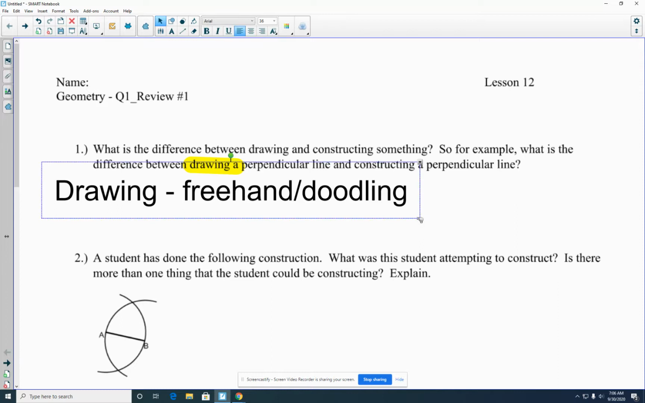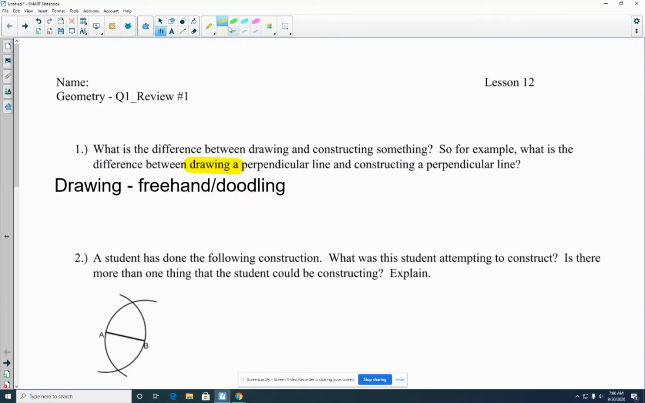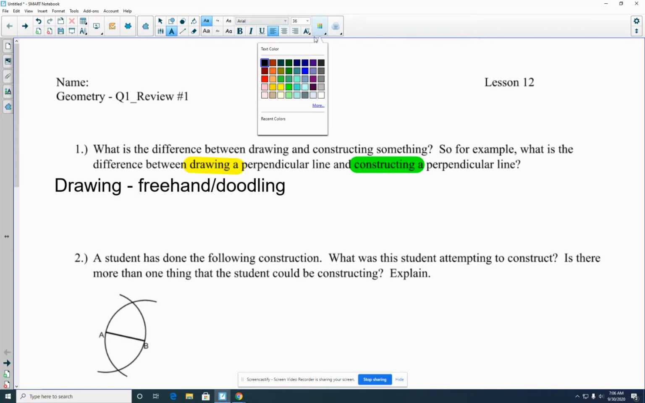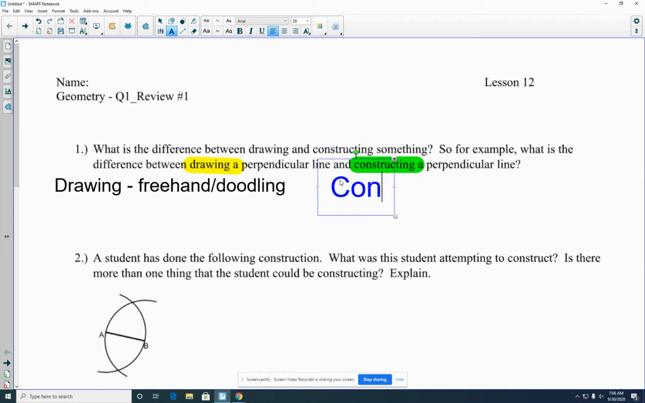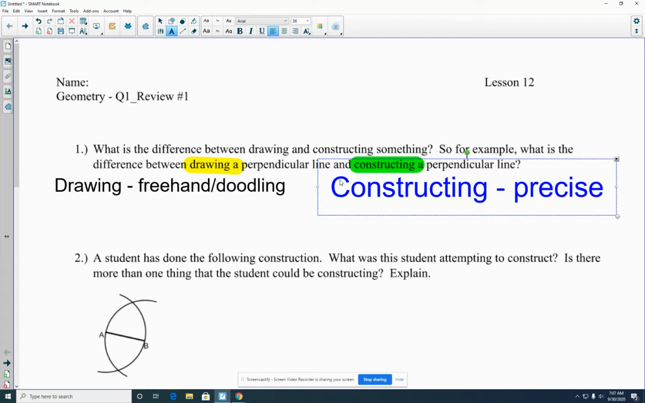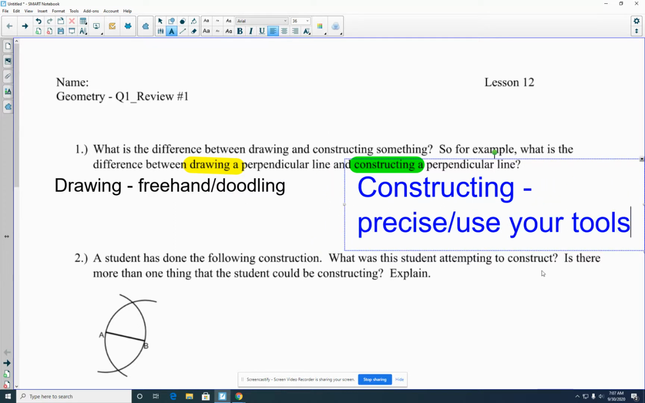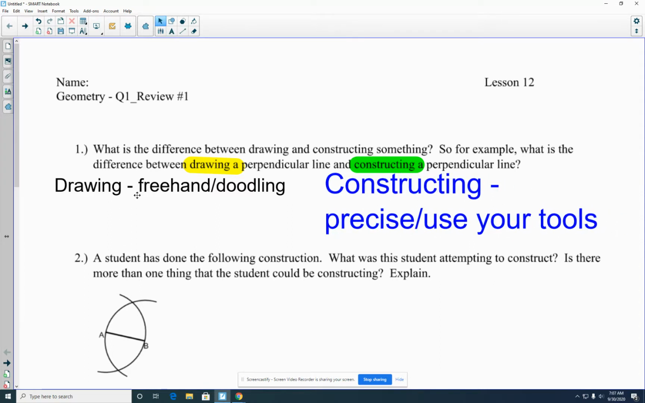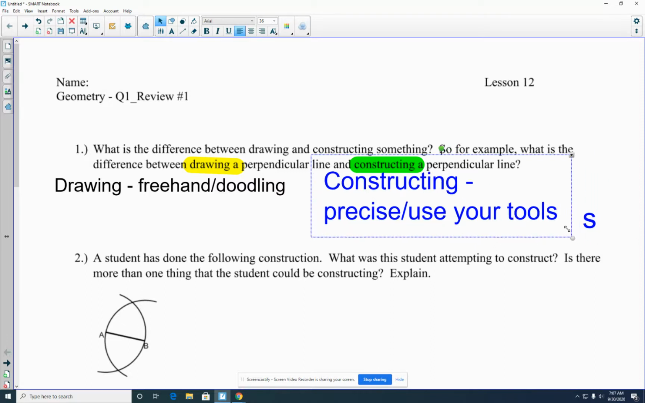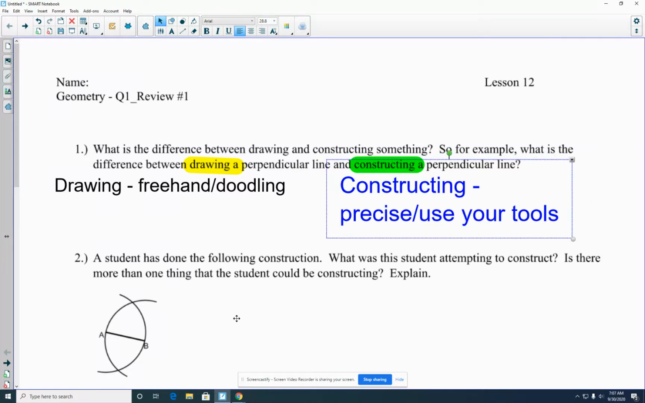But if we're asking you to construct something, that has to be precise. And the way it's precise is by using your tools. So if we're asking you to construct a perpendicular line, you're going to use your compass and your straight edge, right? That's the difference between constructing and drawing. So literally, if we ask you to draw, we don't want to see a perfect diagram. It should look like a doodle.